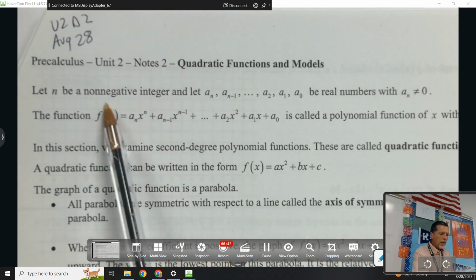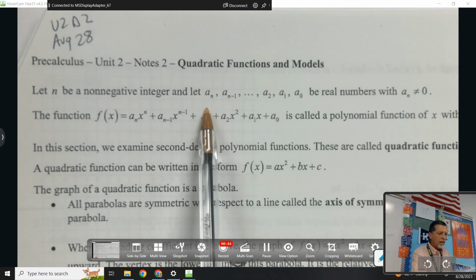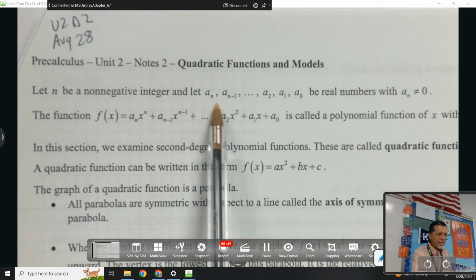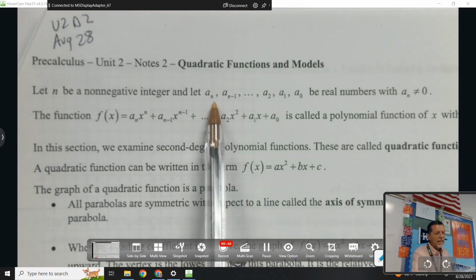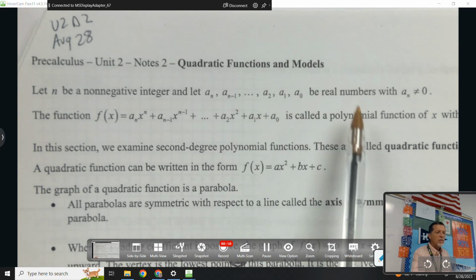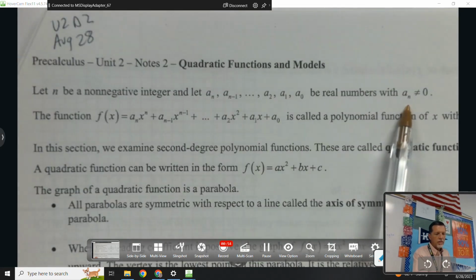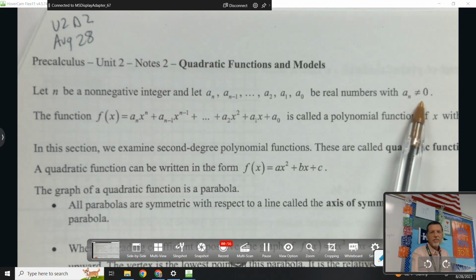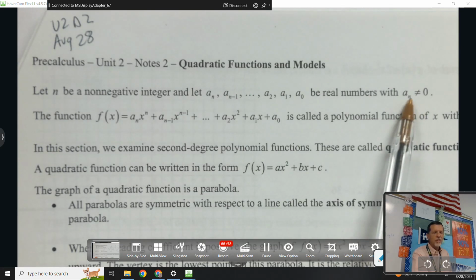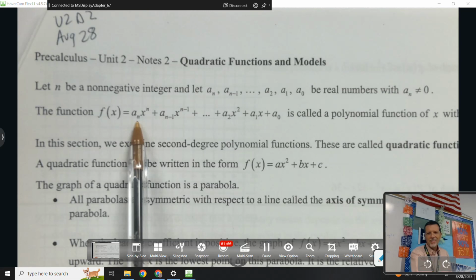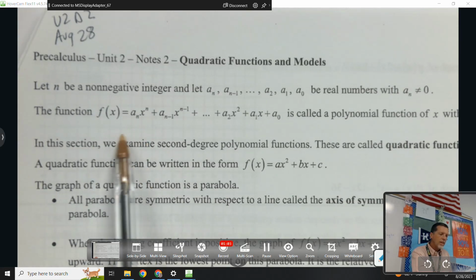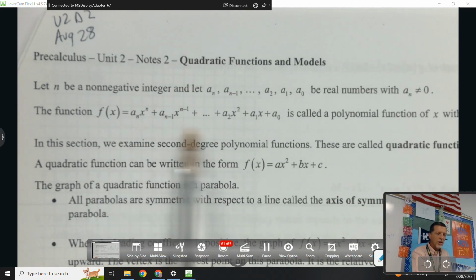Okay, let n be a non-negative integer, and let all the a sub n's, basically all of the coefficients, be real numbers, where the first one isn't equal to 0. Because if the first one's equal to 0, then it's not really that degree. That's kind of a goofy thing. So that's a weird looking function, a way to write all that out.